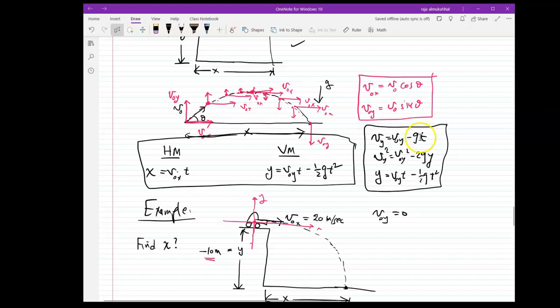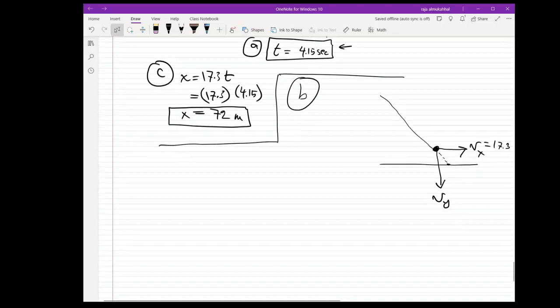Okay, the one that I find convenient for our problem, I mean, both are fine, but I would probably find this one more convenient because I already know the total time. I mean, just before it hits the ground, that's basically the time of flight. I already got that number, which is 4.15 seconds. So by putting time 4.15 seconds here and the initial velocity, I will get the corresponding Vy. You get that? Okay.